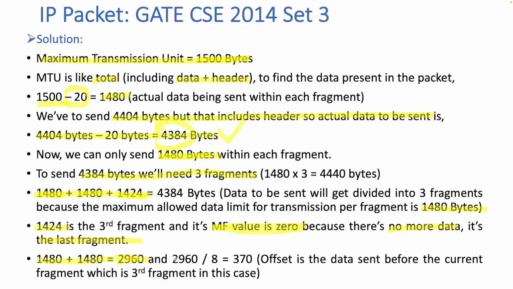And 2960 divided by 8 is what we are going to use to find the offset, right? How do we find the offset? The amount of data which we have sent before the current packet, divided by 8. So we have sent 2960 bytes before the third fragment, and divided by 8 is 370. Offset is the data sent before the current fragment, which is the third fragment in this case. So the offset value is 370. Why? Because we have sent 2960 before this, divided by the scaling factor, that is 8.